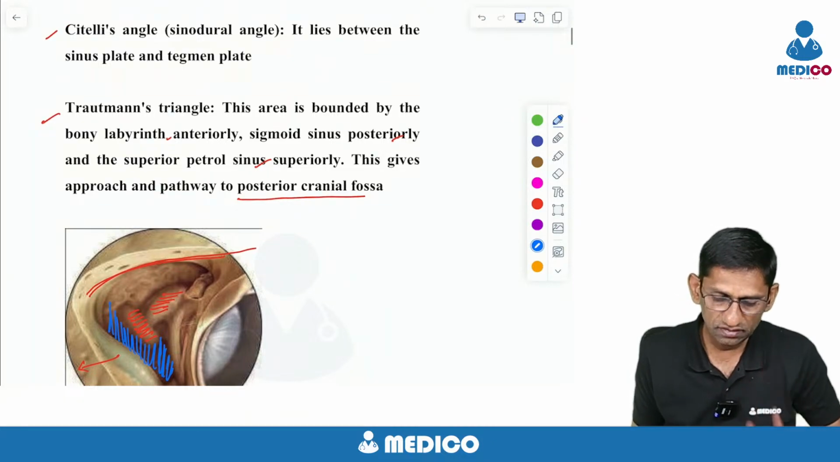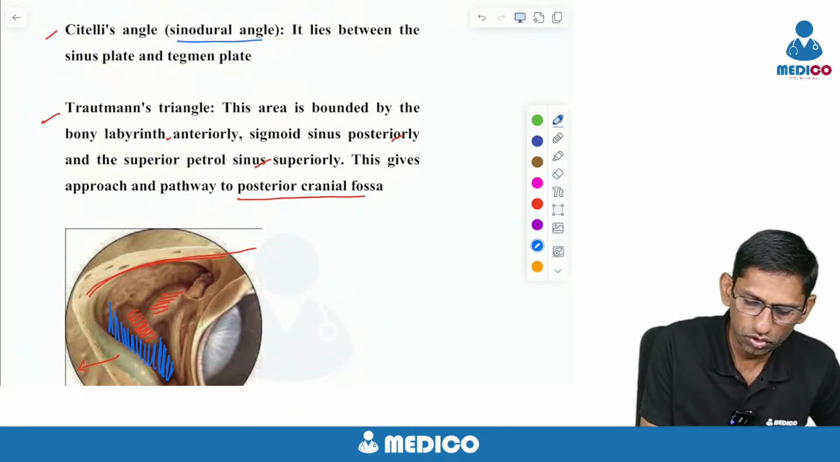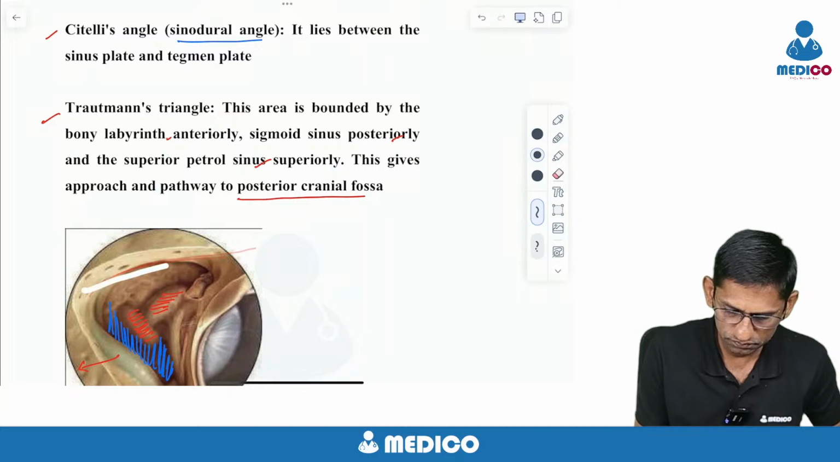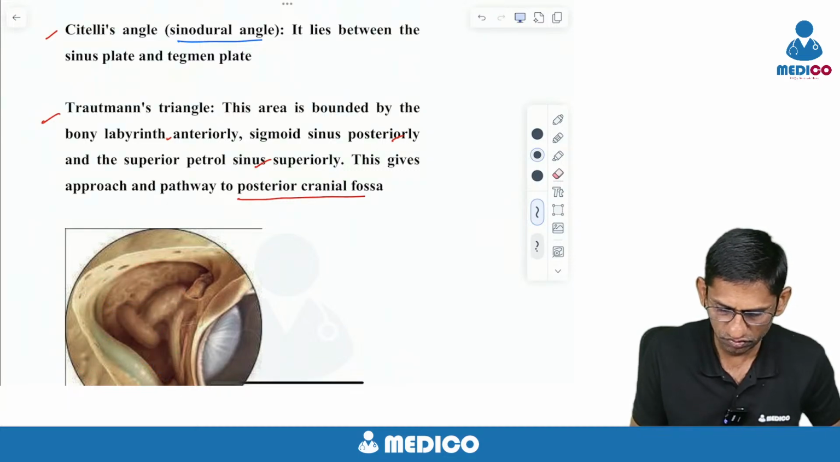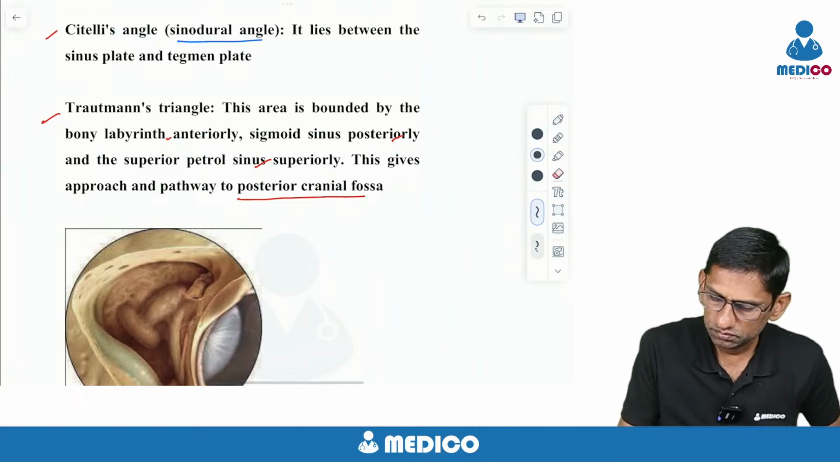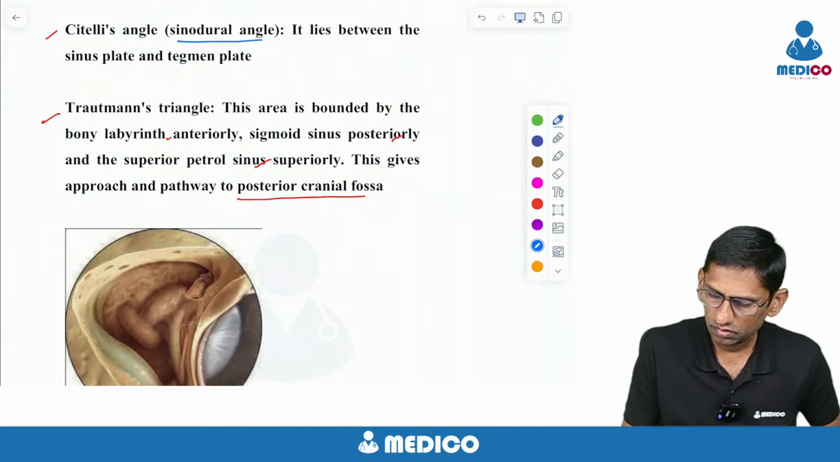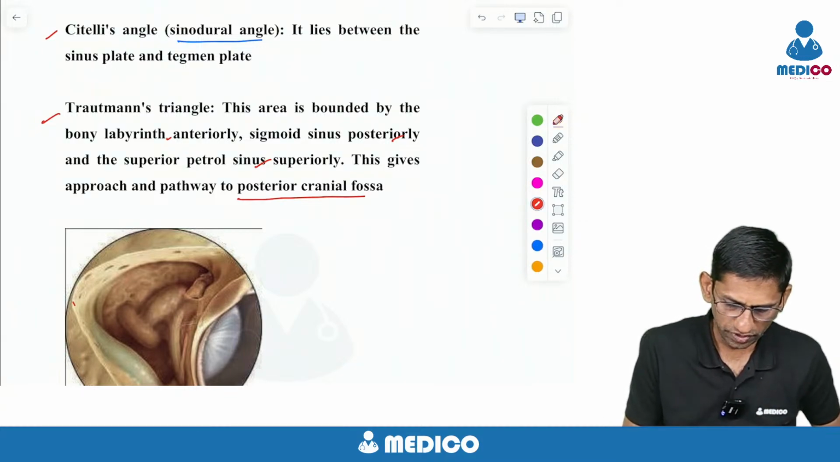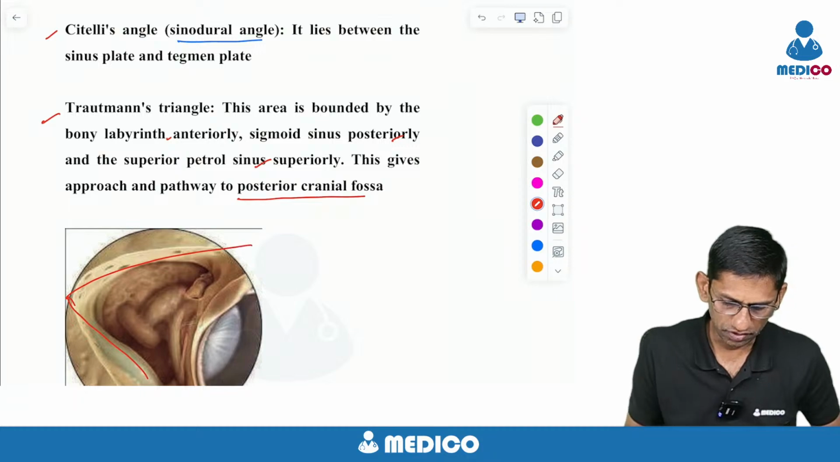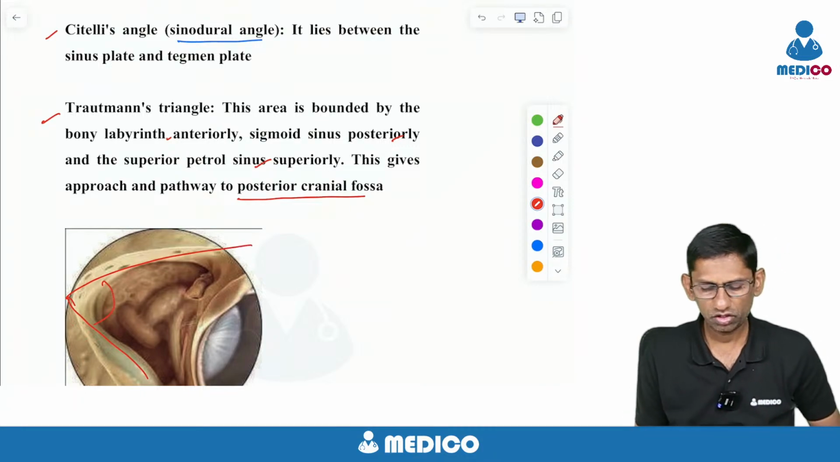And what is Citelli's angle? This is called the sinodural angle. This is the sinus plate and this is the dural plate. So this angle is called the sinodural angle.